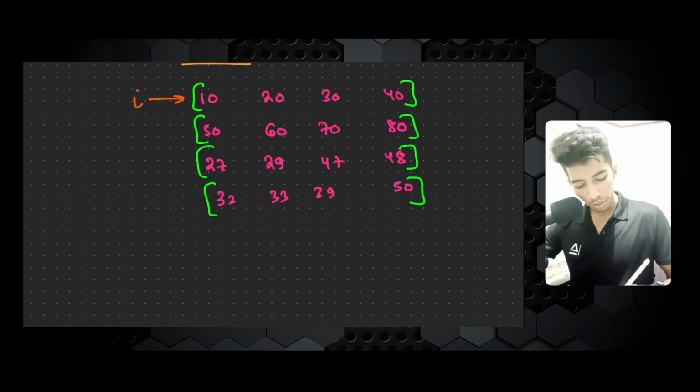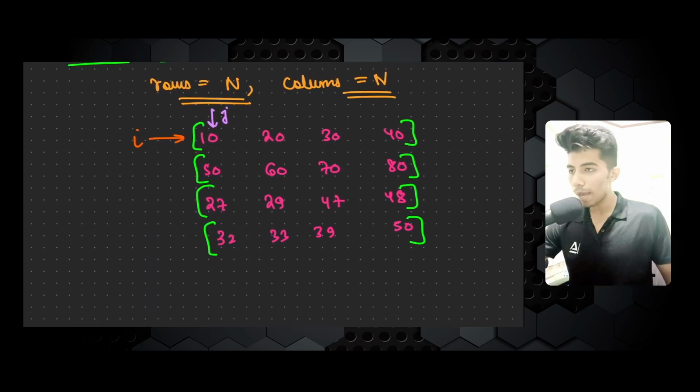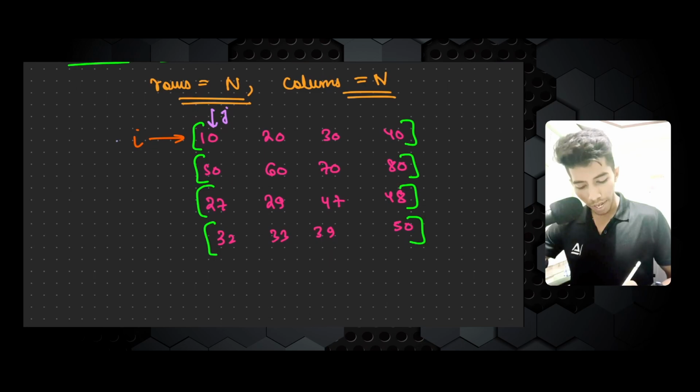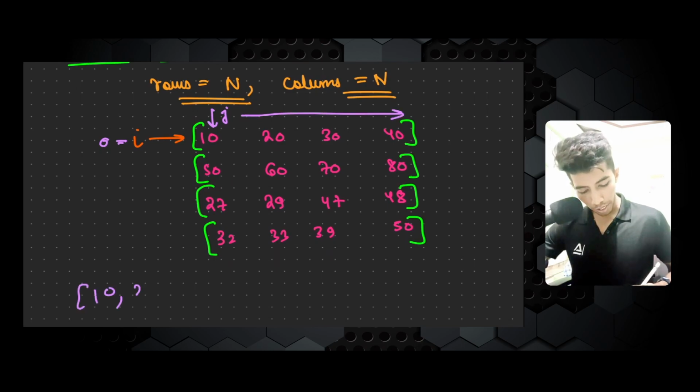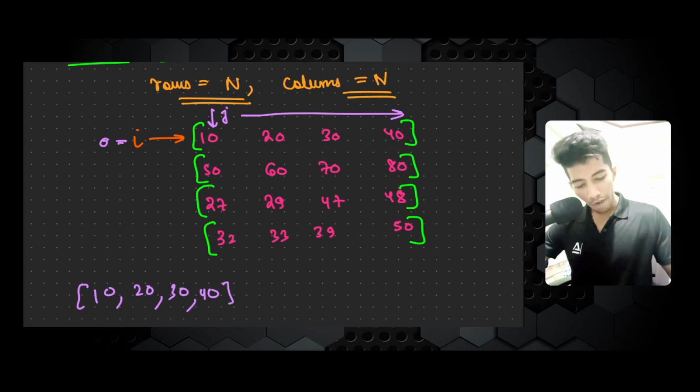Okay, this is your I, which moves like this, and this is your J, which moves like this. Got my point? So till now, what we have done is just traversing. When I is equal to 0, J also travels from here, and when it reaches over here, it prints this: 10, 20, 30 and 40.